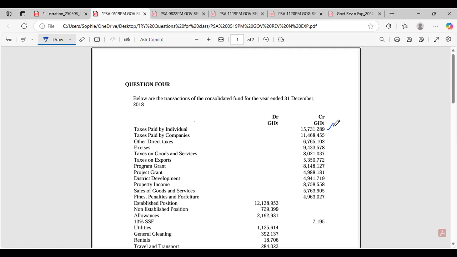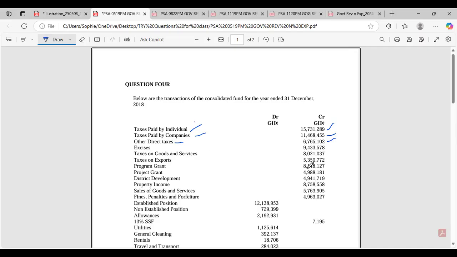Taxes paid by companies. Next. Other direct taxes. So look at this one. The first three, they are drawing our attention for us to classify them into what? Direct taxes. So when you come to solve and you have your revenue, the examiner is trying to tell you that under your revenue, you want to see a classification of direct tax. And you should know that taxes paid by individuals and companies are direct taxes. Then here specifically, they told you other direct taxes.